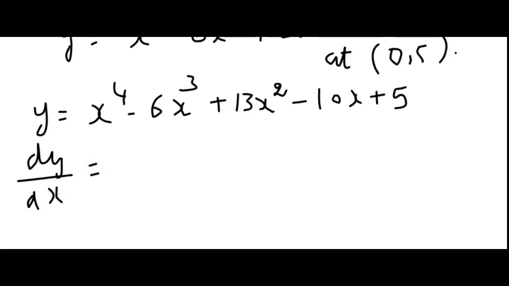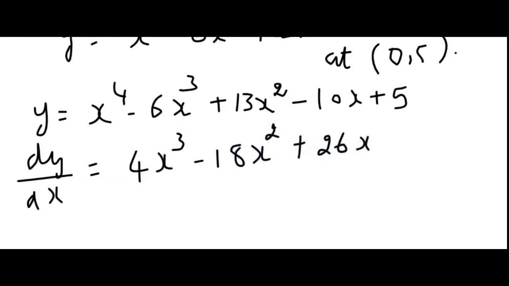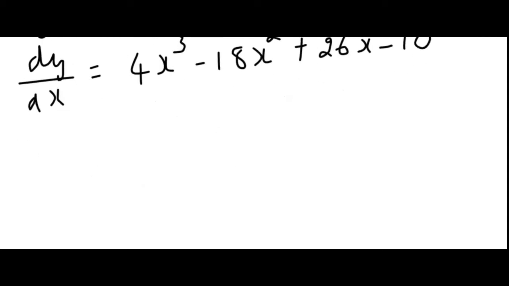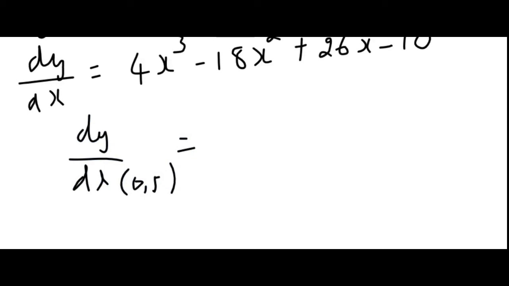which is given by 4x cubed minus 18x squared plus 26x minus 10. Now the indicated point is 0, 5. Therefore, the slope of the tangent, dy by dx at 0, 5, will be, in the place of x we substitute 0, which gives you minus 10. All others become 0, so it is just minus 10 which is left.